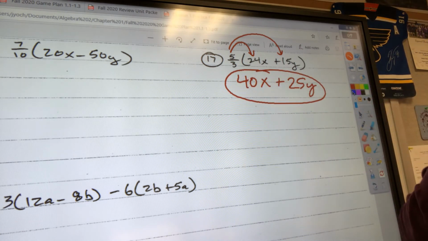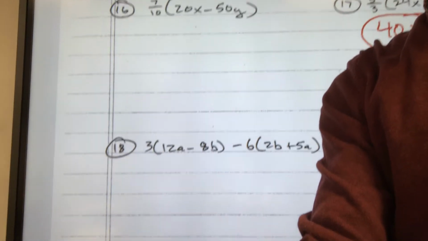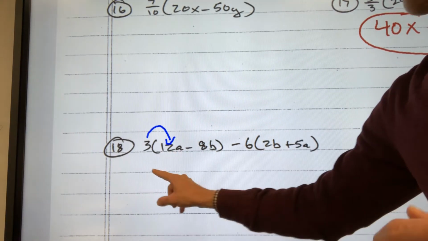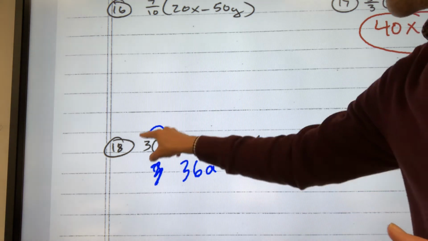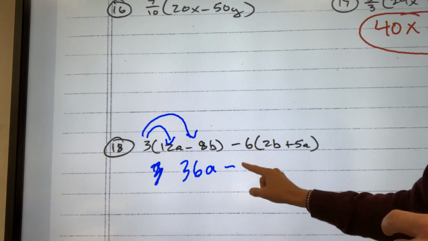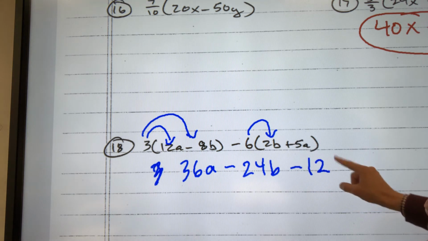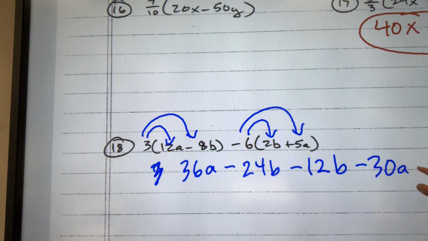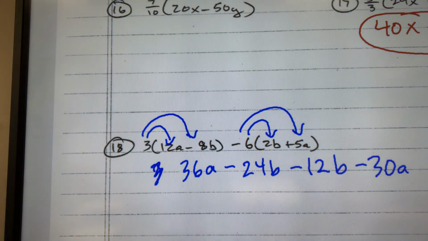Lastly, let's do 18 on this page. Let's see, 18. 3 times 12, oh goodness gracious, it's 36a. A positive times a negative is a negative 24b. A negative times a positive is a negative 12b. A negative times a positive is a negative 30a. We see everything on that screen.